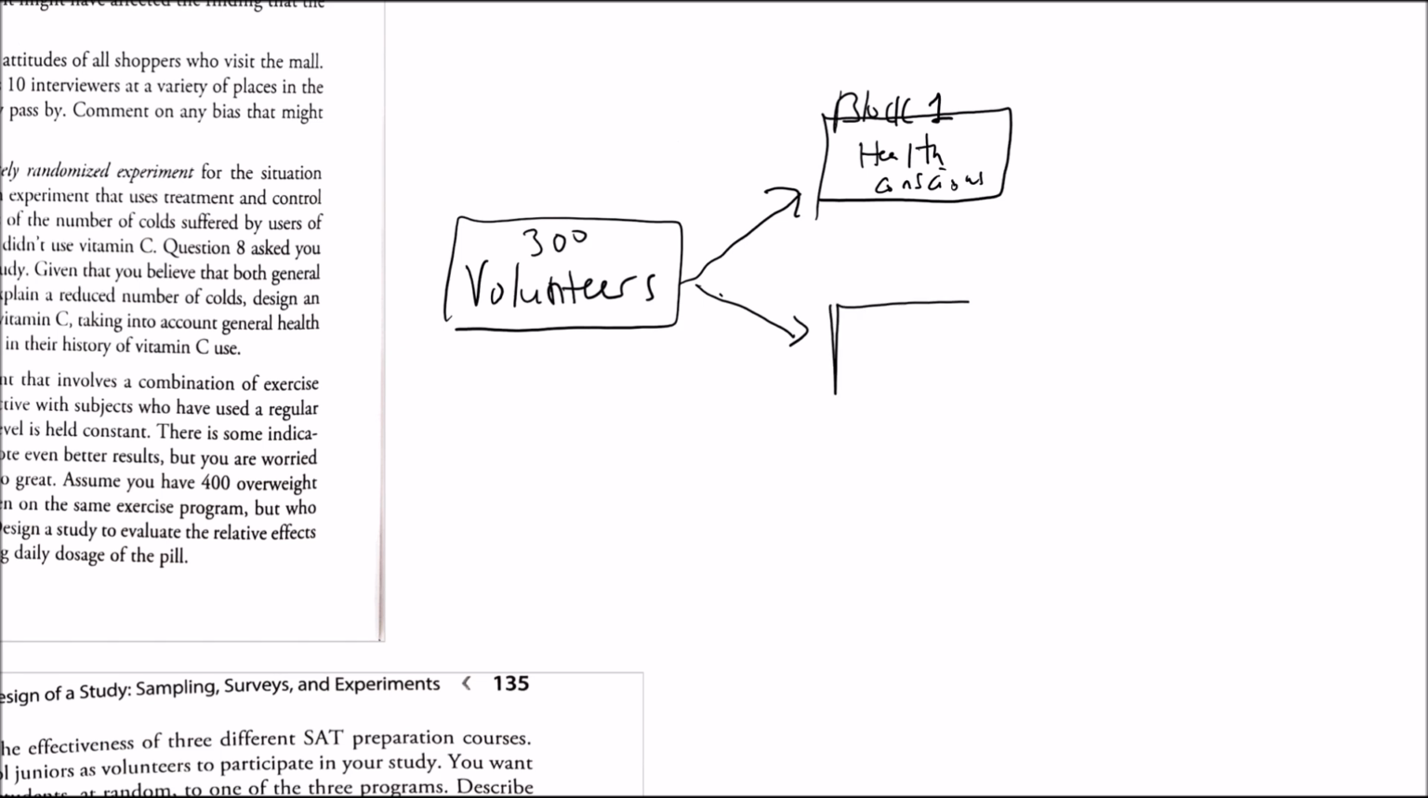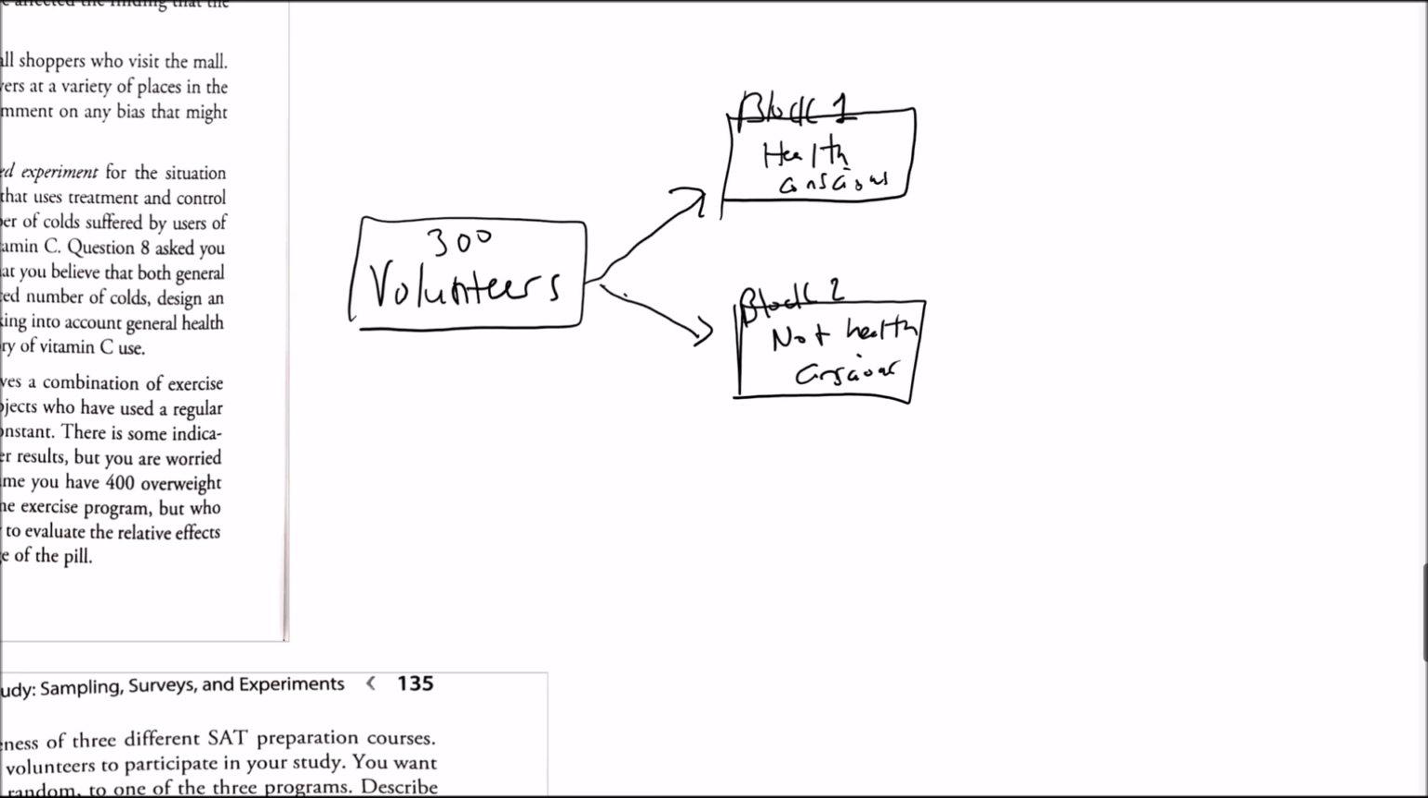Block 2, not health conscious. And we don't know how many are in each group because it just depends on the volunteers that you got. And then after we do the blocks, we're going to do random assignments. So we'll do random assignment here.